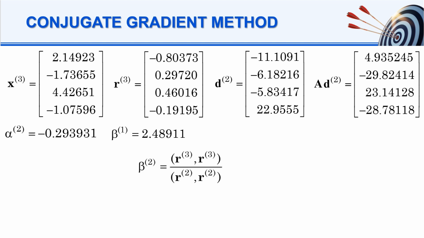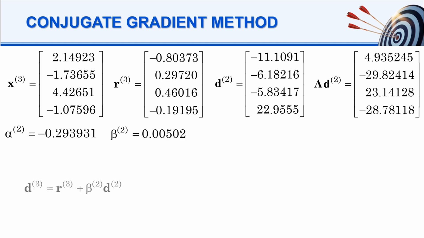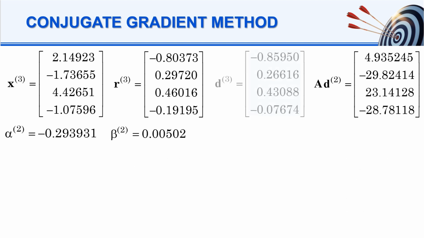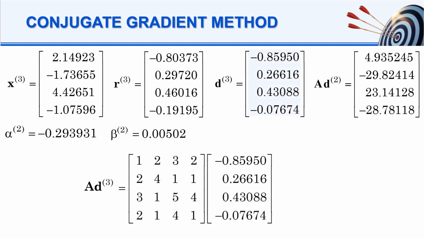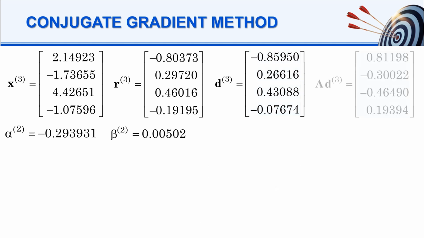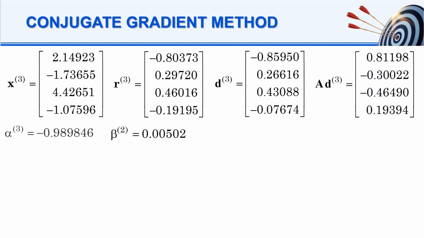Using the prior and current residuals, the beta value is calculated to be 0.00502. The corresponding search direction yields the following. The AD product is computed. Note that the magnitude of the resulting vector has significantly decreased. Next, we calculate the current step size alpha, which yields minus 0.989846. The current estimate leads to the converged solution.